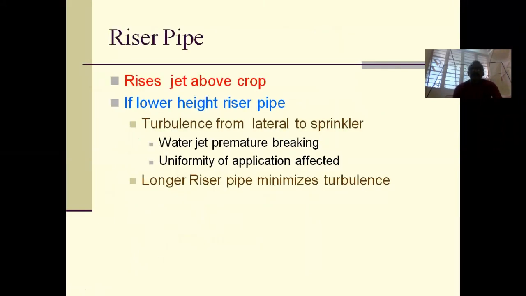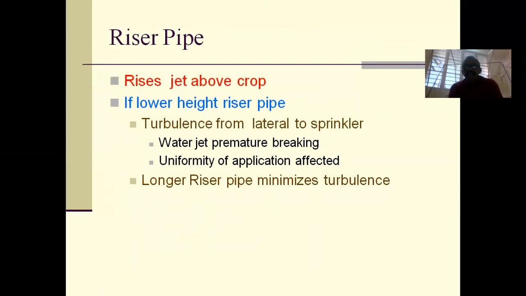Next is the riser pipe. Why is a riser pipe used? It is used to raise the jet above the crop. So what can be the height of the riser pipe? It depends on the height of the crop. Say for groundnut, a smaller riser pipe is sufficient. For sugarcane, we may have to have a riser pipe of even 1.5 meters to 2 meters.